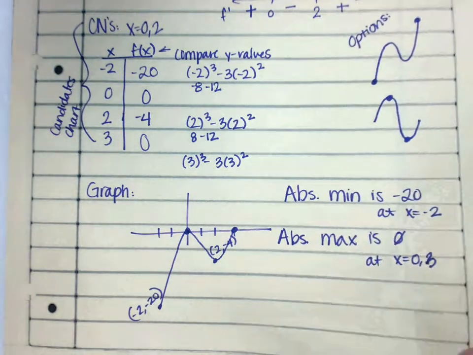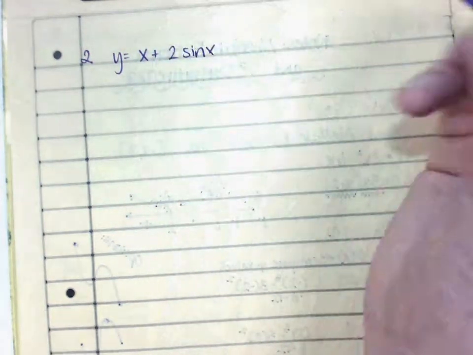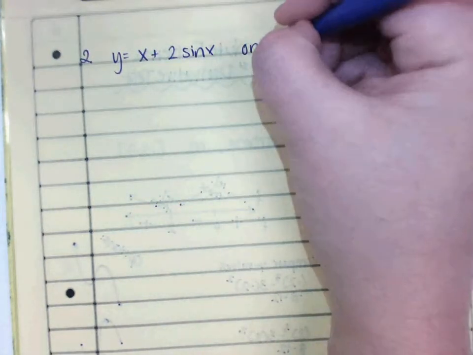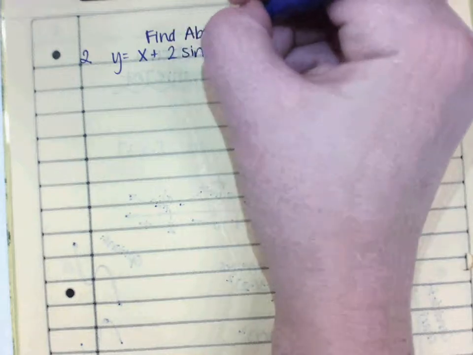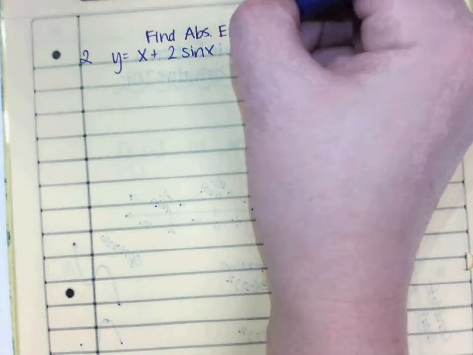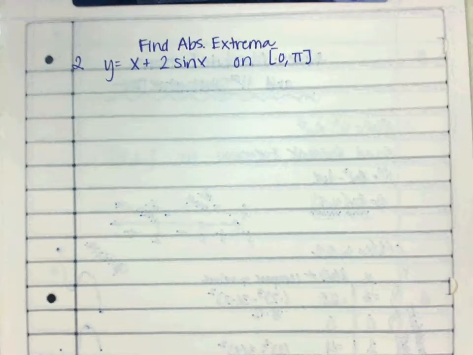Number 2. Okay, our function is going to be y equals x plus 2 sine x. And we're going to look on the interval from 0 to pi. We're finding absolute extrema.